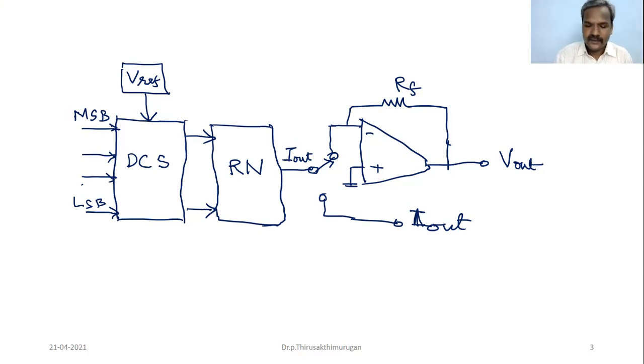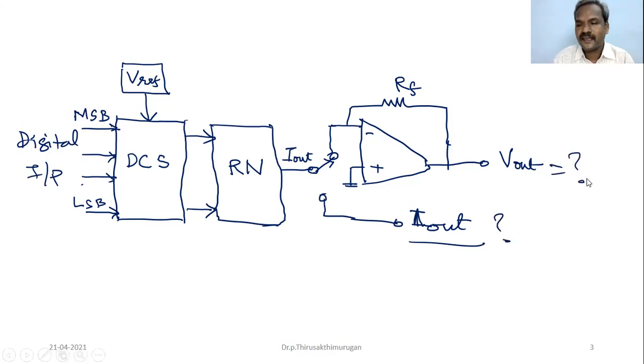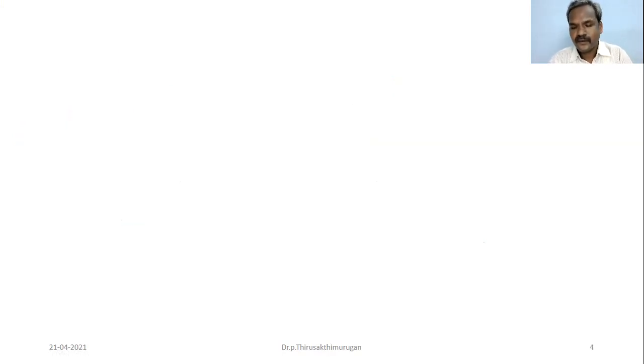Understand? So let us start our analysis. What will be the current output and what will be the voltage for the given digital inputs? For the given digital inputs, what will be the I out and what will be the V out? Let's see with an example of a 4-bit DAC.